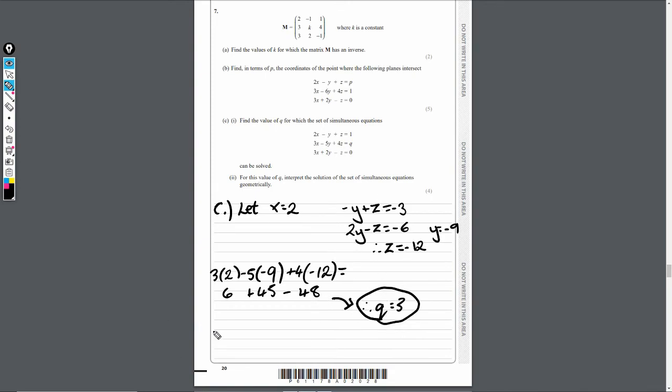And then finally, the very last part, just a 1 marker. It says, for this value of q, interpret the solution of the set of simultaneous equations geometrically. So it's just asking what happens now with this value. Well, what this is saying is that the planes all meet in a line. Or you can say intersect, so meet.